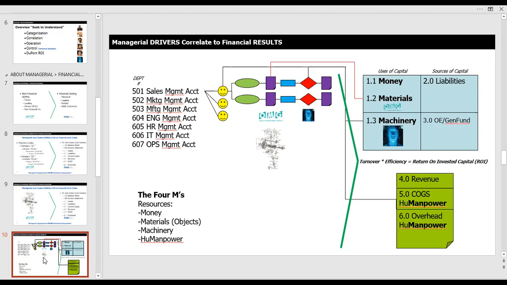And these assets, so on the left-hand side, with the non-financial managerial accounting, you have department numbers. So the examples I'm using are like 501 sales management accounting, 502 marketing management, 503 manufacturing management. Well, that would be a cost of goods sold type of department, because they're a 5 series number. And then I have 604 engineering, 605 HR, 606 IT, 607 ops. Those would be your overhead expenses oriented categories. So, we tend to build these numbers to connect all these systems together. Great.